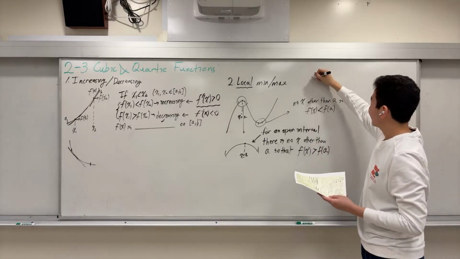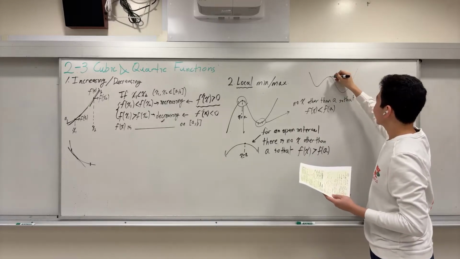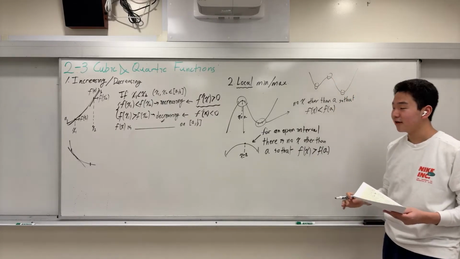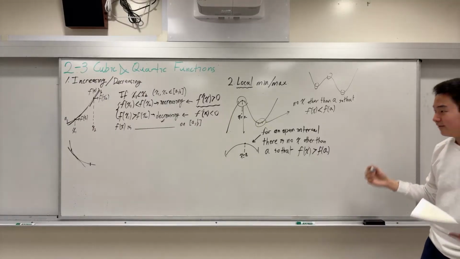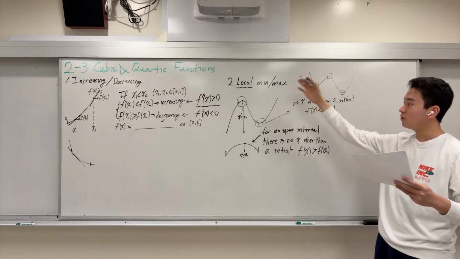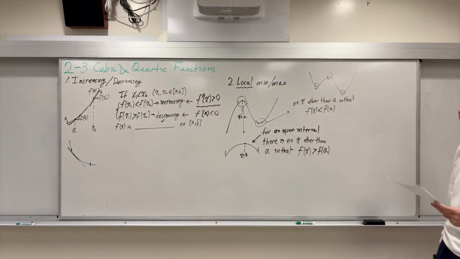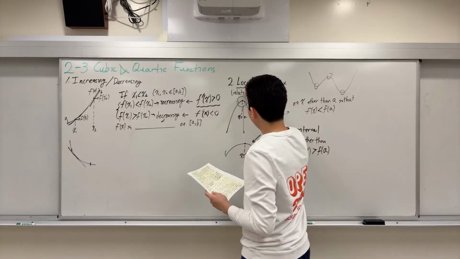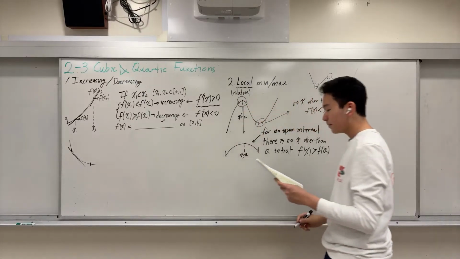But obviously, if you have a curve like that, you can see that this is going to be a local maximum. These are going to be local minimums, right? So the whole point is to get a visual intuition of increasing, decreasing, and what a local minimum and maximum is. They also call it relative minimum and maximum, and it means the same thing.